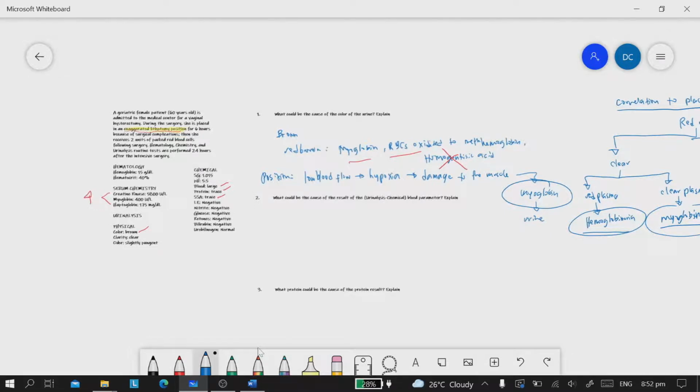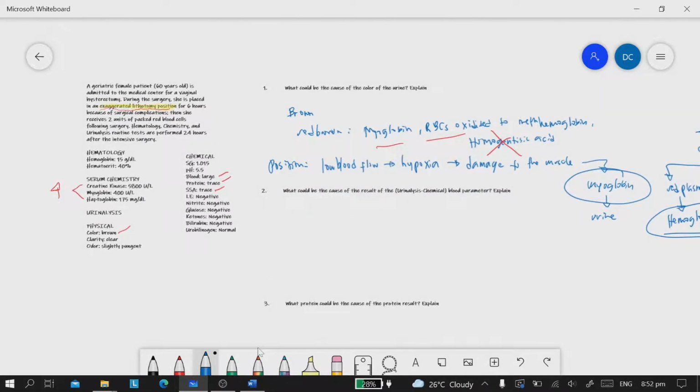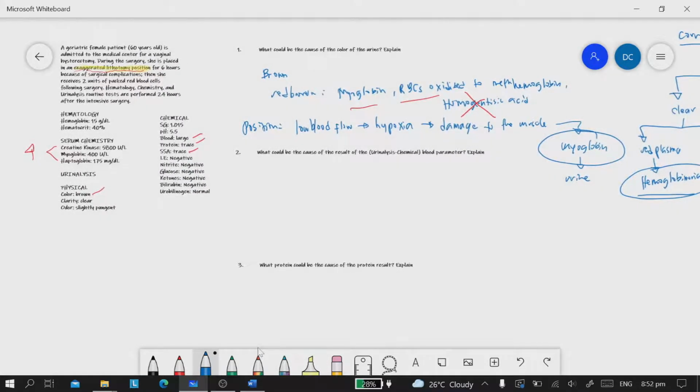What could be the cause of the result of the urinalysis chemical, which is the blood parameter? Explain. So first, we need to determine what is the principle of the blood parameter. That would be your pseudoperoxidase activity of your hemoglobin. So that is the principle of the blood parameter for your dipstick. Since we have answered the causative agent for the color, we would not assume that it is hemoglobin, but we would assume that the cause would be your myoglobin.